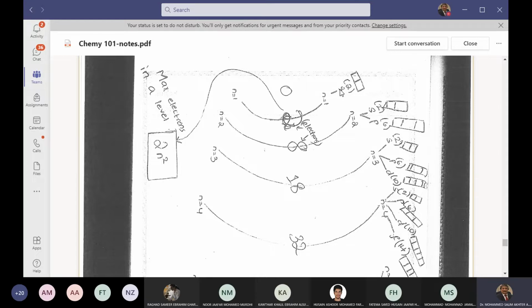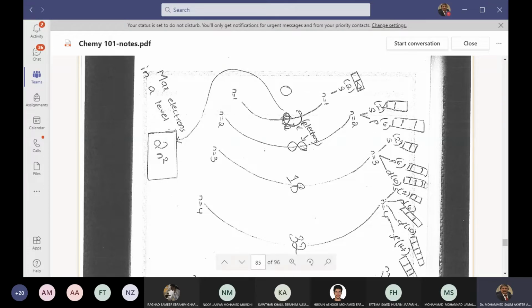If L is equal to 3, we call it F sublevel. The maximum number of electrons I can have in S is 2. Here it is 8, so I have S and P. If L is equal to 0, S. If L is equal to 1, P.